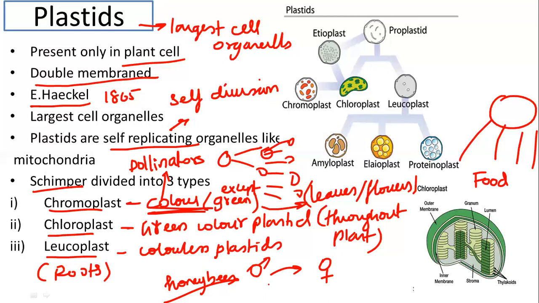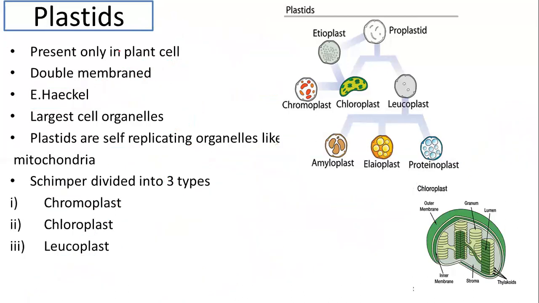So this is all about plastid. So in plastid, what do we have to remember? Let me first erase all these things and we'll have a short recap. Plastid is a unique cell organelle which is present only in plant cells. They are double membrane. It was identified by Ernst Haeckel, and this is the largest cell organelle which will replicate, which will divide by itself.